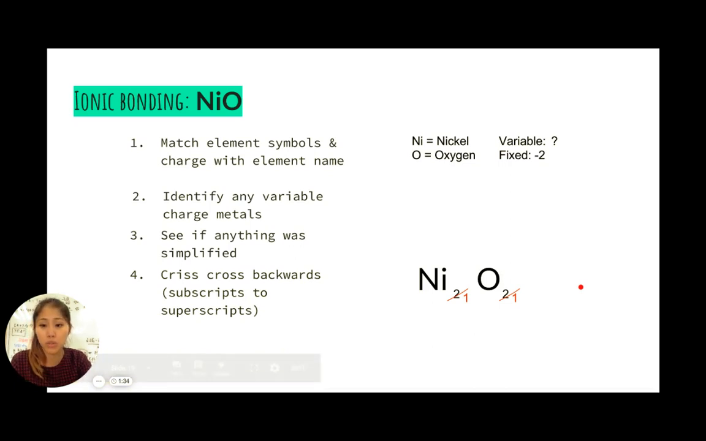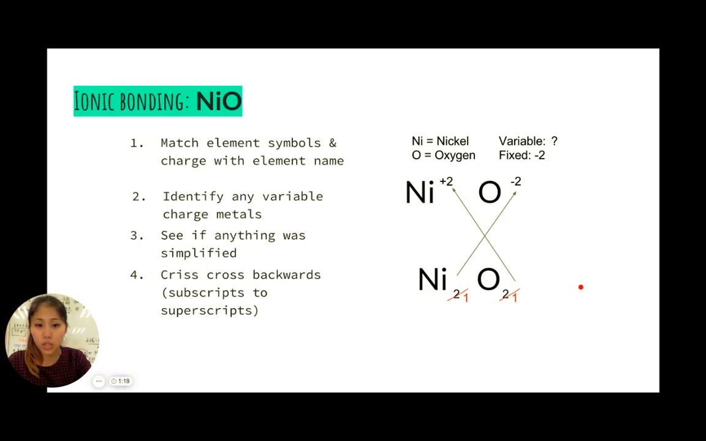We then crisscross backwards. We then write our nickel and our oxygen chemical symbols, and we move from the subscript to the superscript. Just now we went from the superscript to the subscript. Now we're going from the bottom up. Similarly, we crisscross for the oxygen as well, and we move it up. Metals always have a positive charge because they like to lose electrons. It's reactive. Non-metals always like to gain electrons, so it's always going to be negatively charged.